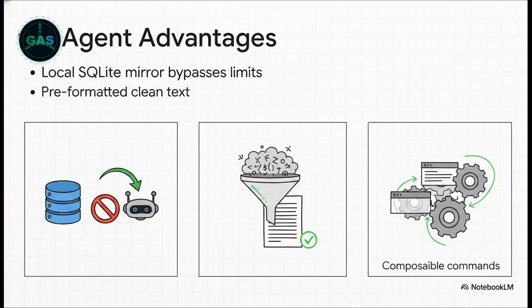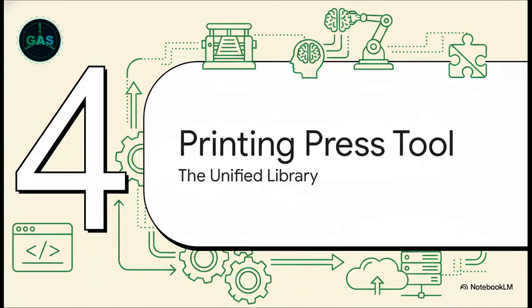Crazy, right? So, CLIs win because they deliver pre-formatted, clean text outputs. They often give your agent just 200 tokens of perfectly digestible information. They also use local SQLite mirrors, which basically just means they store data locally on your machine to completely bypass those frustrating API rate limits and slow round trips. You can chain these commands together super fast, and because they authenticate once and hold the token locally, the operational speed is literally unmatched. Next up, Section 4, Introducing Printing Press, the Unified Library.